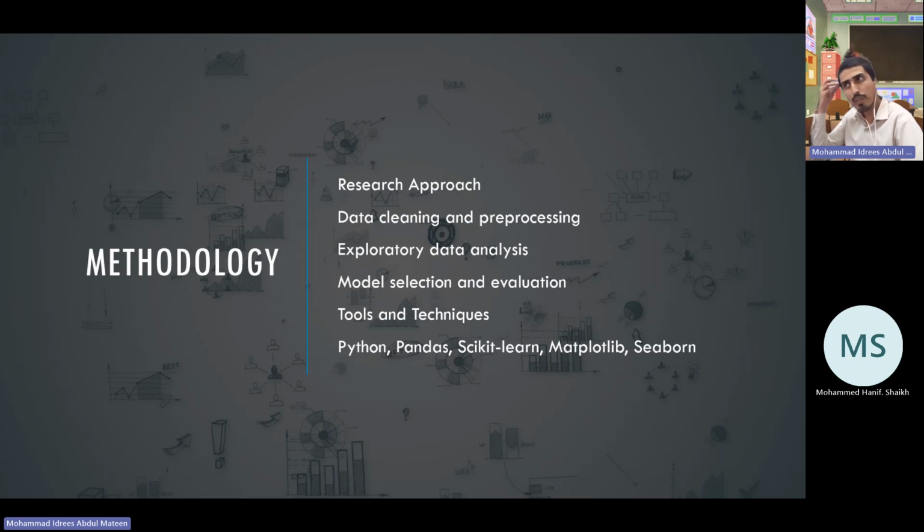So for the methodologies, we have used a research approach. We have done data cleaning and pre-processing. We have also done exploratory data analysis. We have selected one model, and on the basis of that, we will do evaluation. We have used other tools and techniques also in terms of graphical representation. And last but not least, we have used Python. Some of the libraries that we have used are Pandas, Scikit, Matplotlib, and Seaborn.